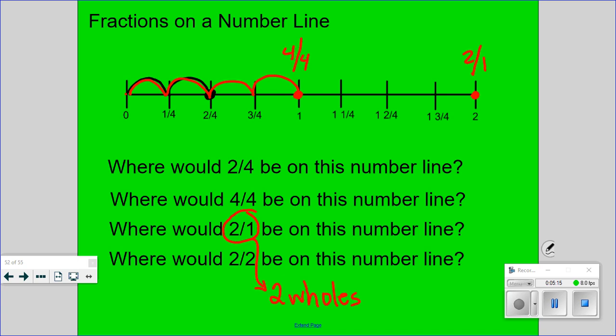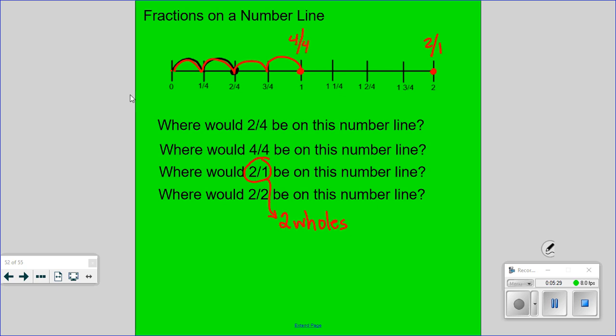Can I read the next one? Yeah, Gwen, how do I read that next one? Where would 2 halves be on the number line? Yeah, that is 2 halves. Go ahead and write 2 halves, and then we're going to write how to say that. That is pronounced 2 halves. That was a little trickier, but I like to think of 1 half, and then I remember what 1 half looks like, and then that'll help me with 2 halves.